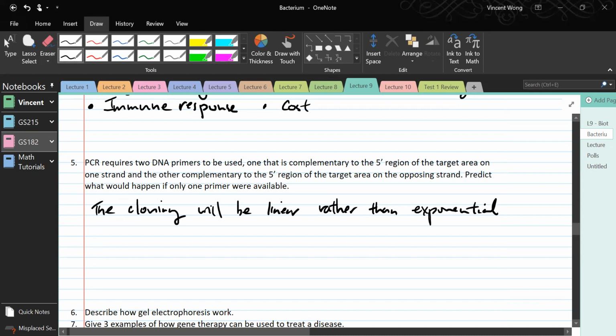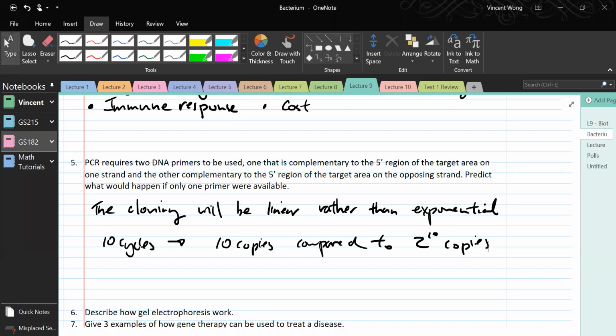Okay, so let's say 10 cycles. If you do this, you would only have like 10 copies, compared to 2 to the 10 copies if you do it properly. All right.